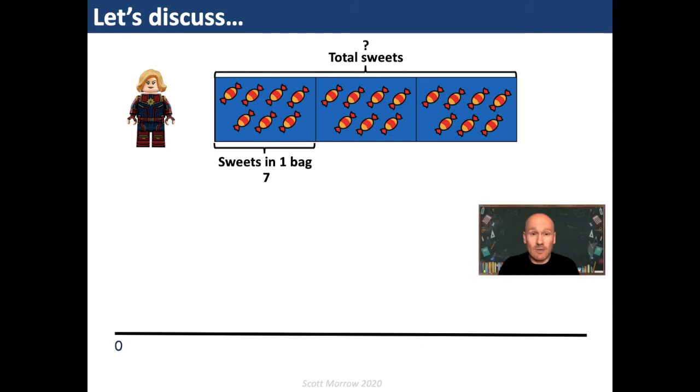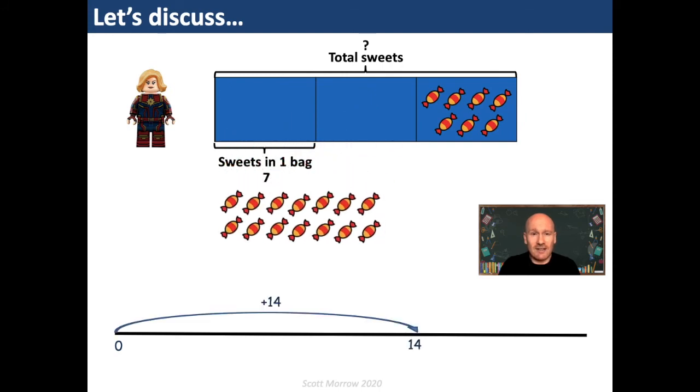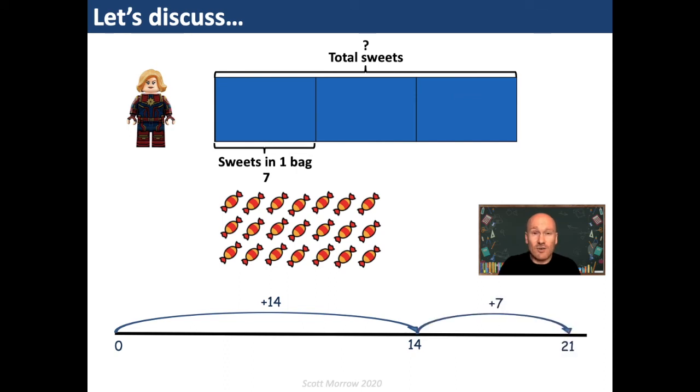Is there another way we could do that? Well, I might know that 2 lots of 7 is 14. So rather than counting up the first row and then the second row, I can put those together. So 2 lots of 7 are 14, so I'm adding on 14. And then that third row, add on 7 to get to 21. So rather than doing it in 3 steps, I've done it in 2 steps. I've used the fact that I already know.